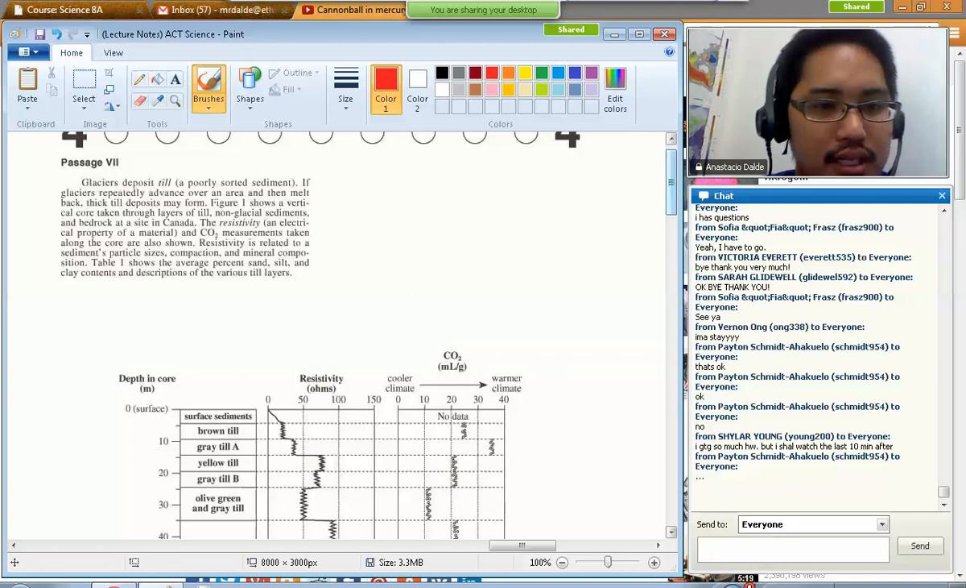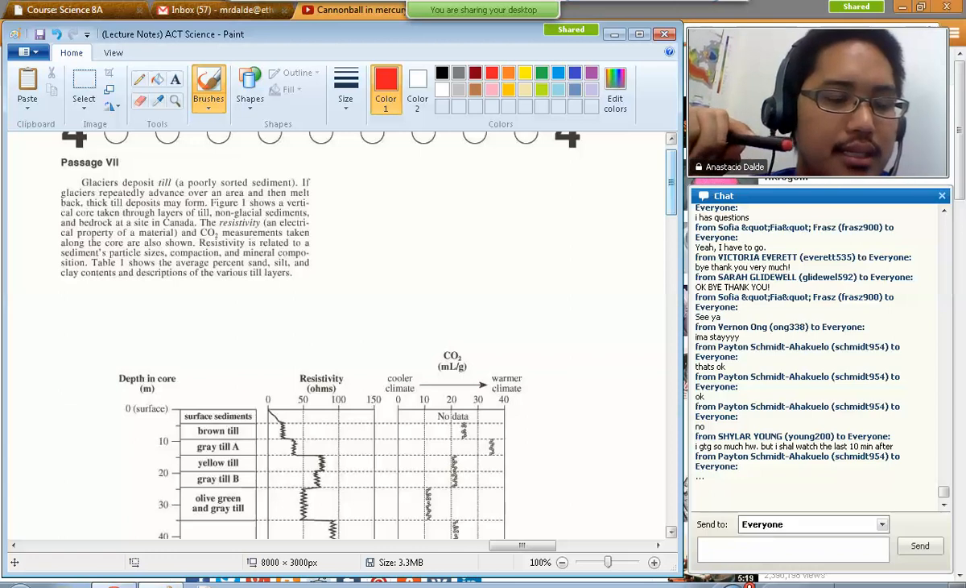I don't know. The resistivity. What is the resistivity? An electrical property of the material. And the CO2 measurements were taken along the core as shown. Resistivity is related to a sediment's particle size, compaction, and mineral composition. Table 1 shows the average percent sand, silt, and clay contents in the descriptions of various tills.